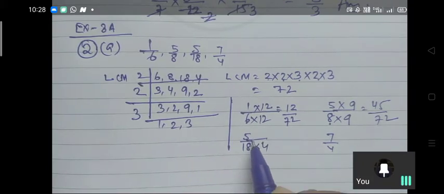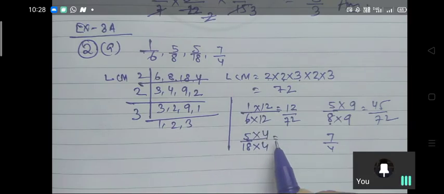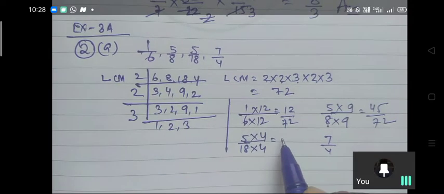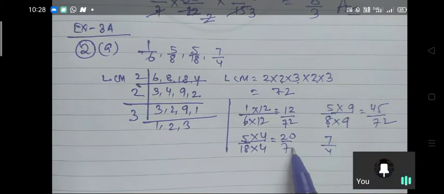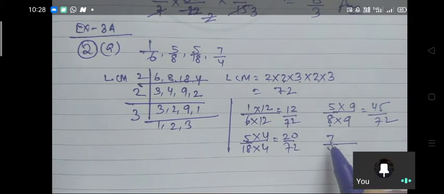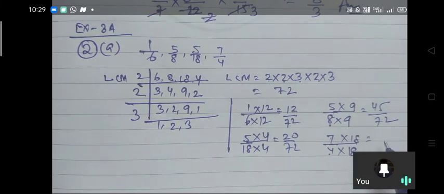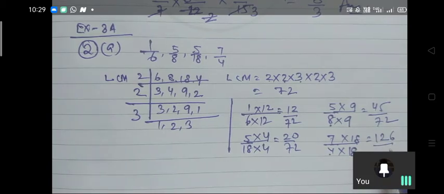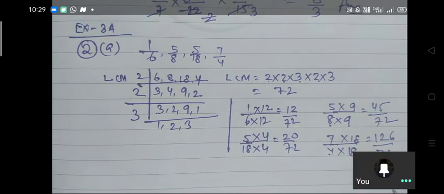Students, similarly, we will do with this one also. 18 into 4 gives you 72. So 4 will be multiplied with the numerator. So this will give 20 by 72. Again, 7 by 4. What should we multiply on 4 to get 72? 18. So by 18 we are multiplying here. So 18 times 7 is 126 by 72. Understood?